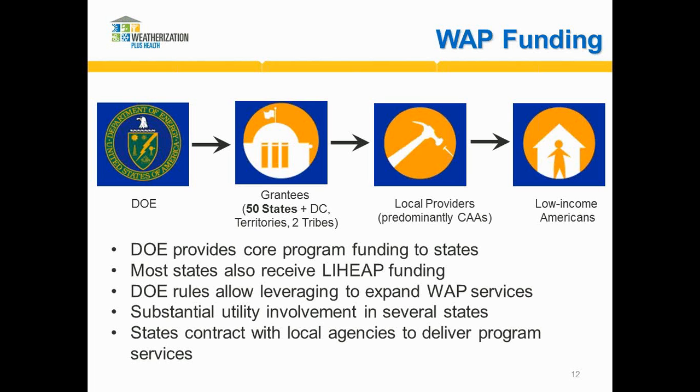The way the weatherization program funding works is this. The Department of Energy is the main source of funding. It provides what we call the core funding, the base funding of the program, and that money goes to those grantees, the states and the territories, D.C. and the 2 Native American tribes.